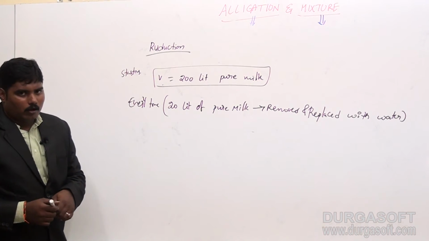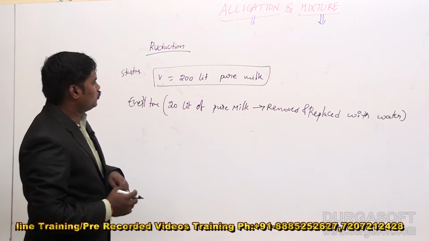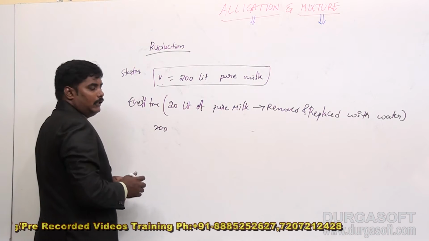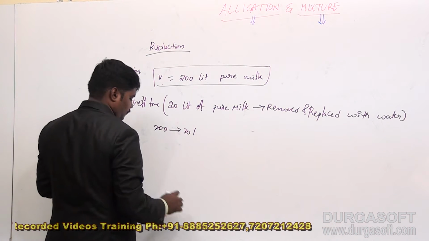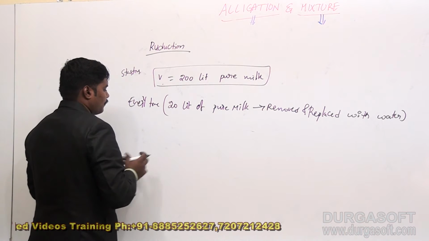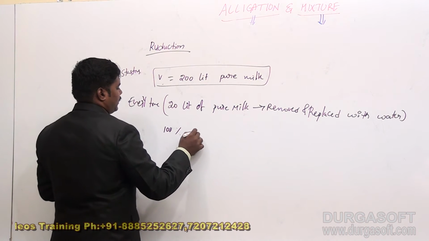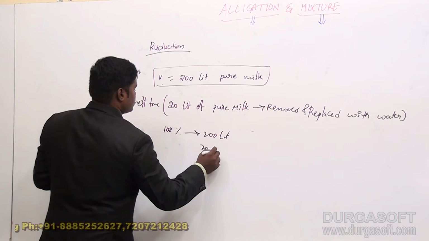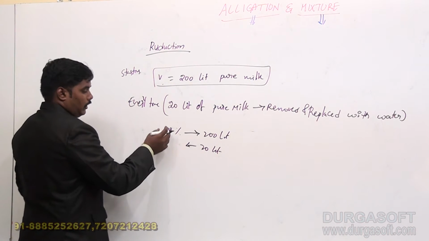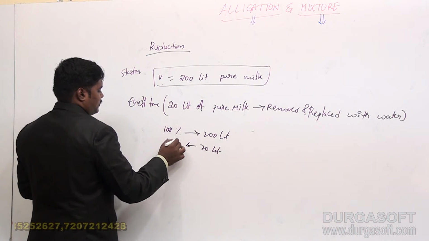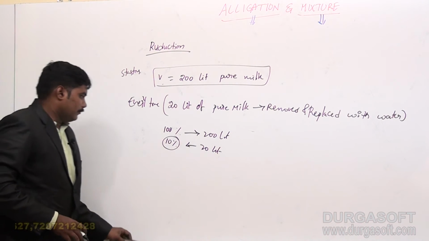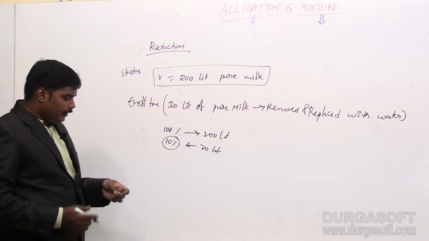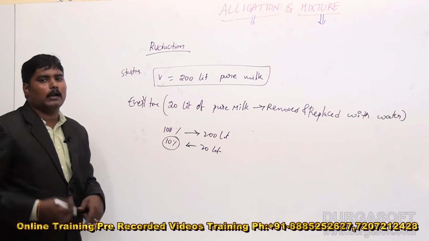By this way, before doing this you have to identify one thing. Initially 200 liters is equal to 100%. Then 20 liters is equal to how much percent? 20 by 200, that is 10%. If 100% value is 200, then 20 liters value is 10%. Every time 10% of pure milk is removed and replaced with water.